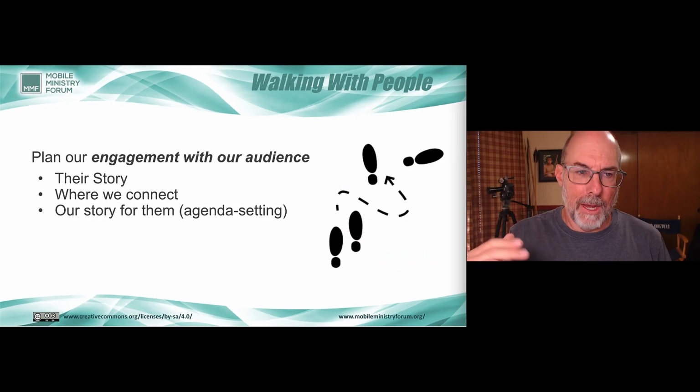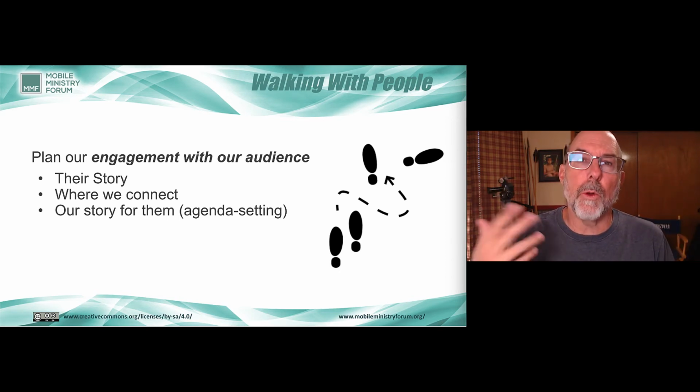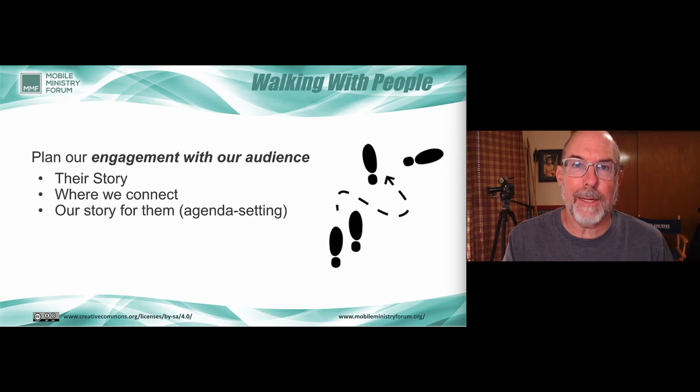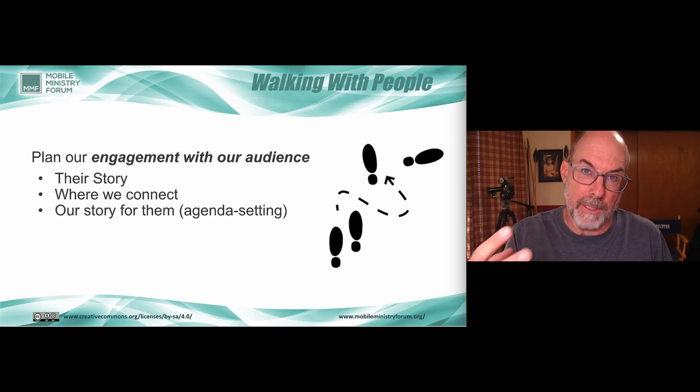The next step down is our story for them. So we could call this the agenda setting, which really is what we want to talk with them about, right? We're inviting them into a conversation, and we have a specific thing we want to talk with them about, depending on where they are. If they're actively seeking answers about Jesus, we're going to say, well, let's talk about Jesus. Here are some words that he said. Let's talk about these words of Jesus together.